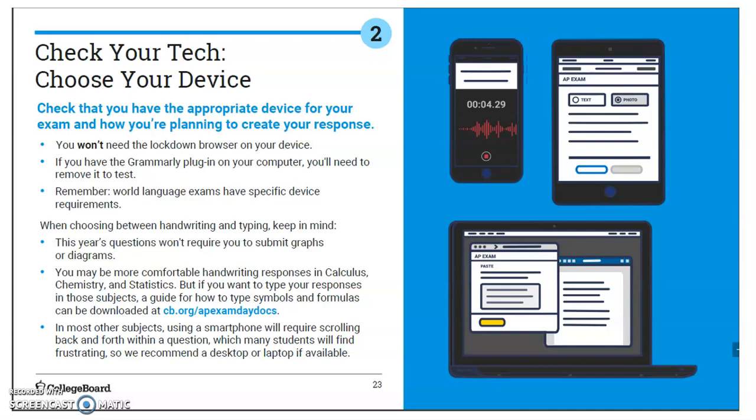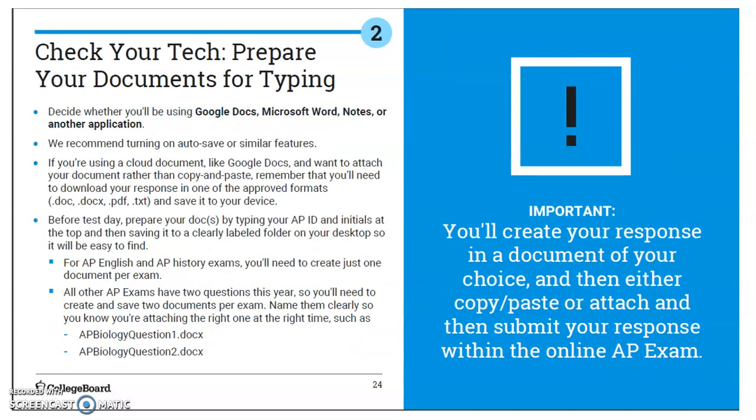And then when choosing between handwriting and typing, a few things to keep in mind. Number 1, this year's questions won't require you to submit graphs or diagrams. You may be more comfortable handwriting for a handful of exams listed there, but there's also a guide for how to type if you want to do that. In most other subjects, using a smartphone will require scrolling back and forth within a question, and students might find that frustrating. So really the recommendation is to use a desktop or a laptop if that's available.